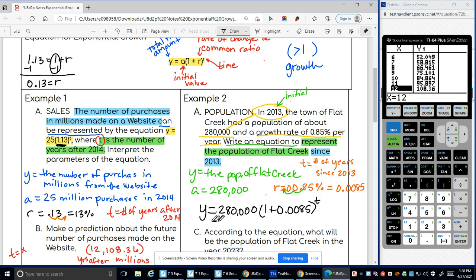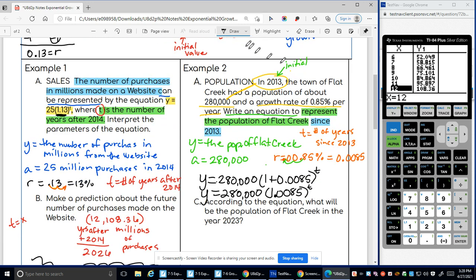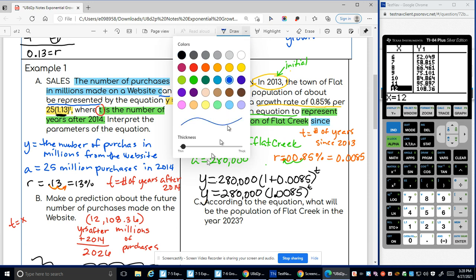We could write it like this, or we could actually write it like this. I'm going to add those two numbers, and I end up with 1.0085. Make sure my point is very distinct. To the power of t. And those are my answers. My favorite answer is probably this one right here.